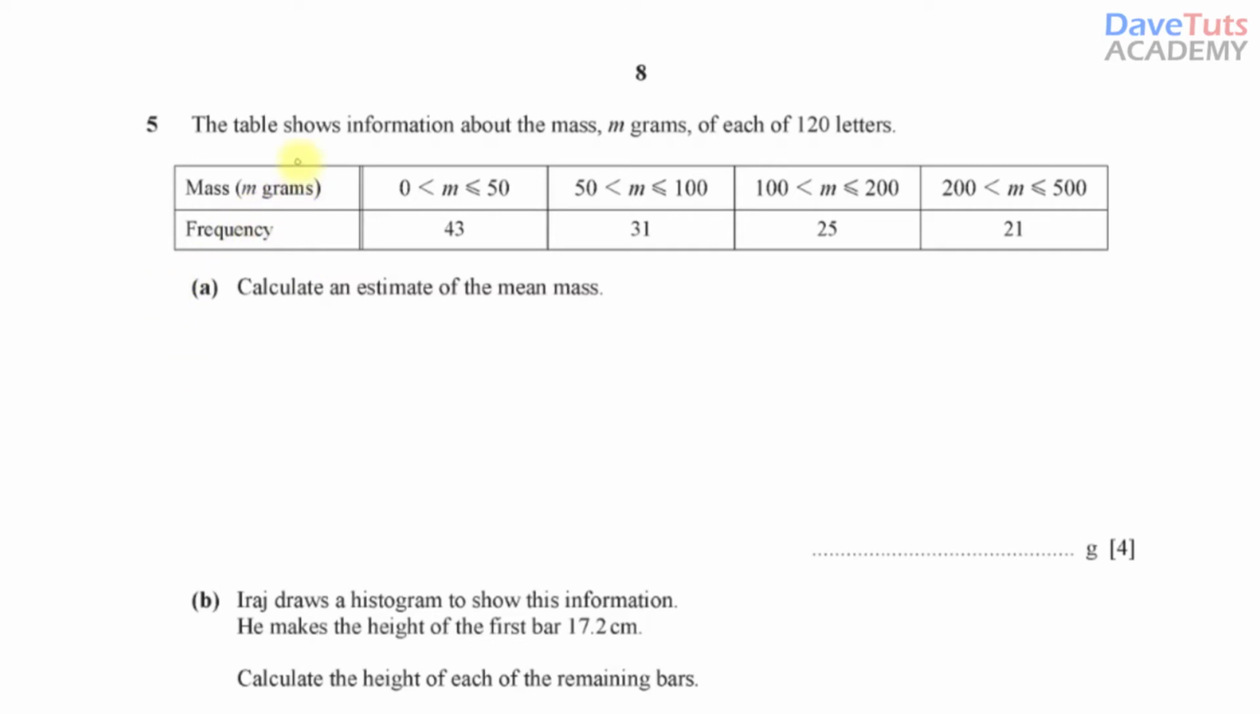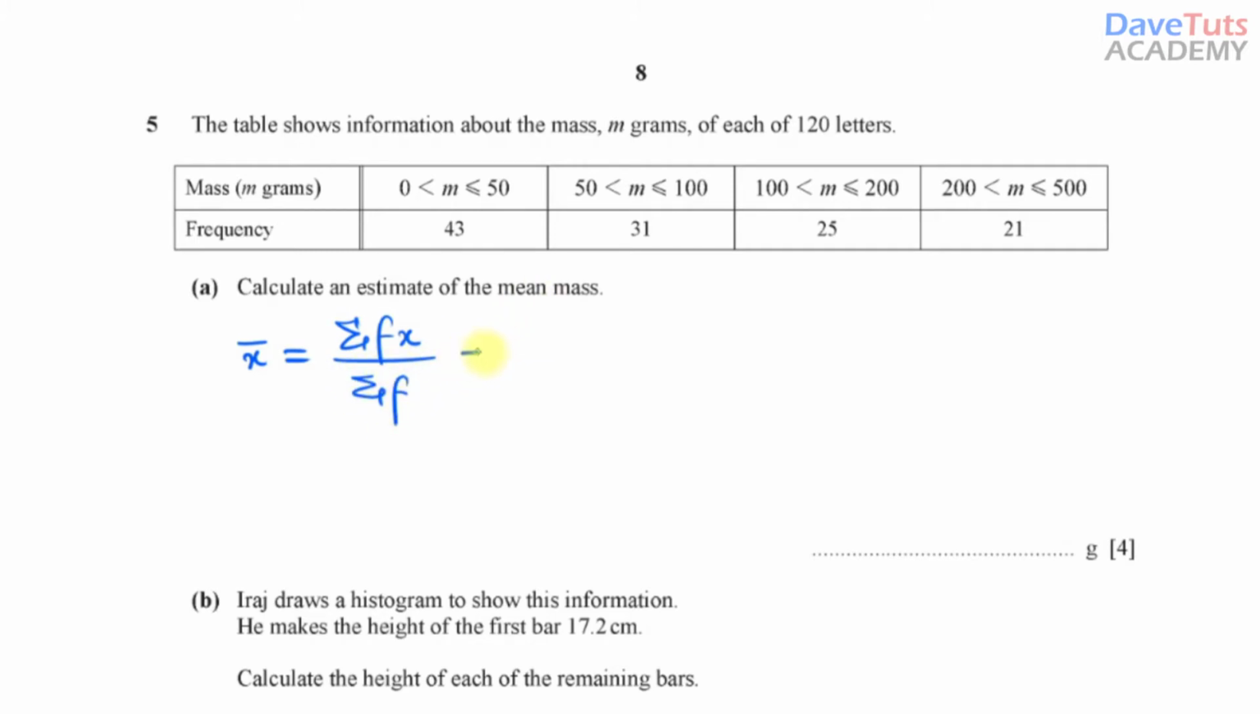Here in this question, we're told that the table shows information about the mass in grams of each of 120 letters. So we have this mass in grams, and the frequency, that's the number of times they're actually occurring. So first we have to calculate an estimate of the mean mass. Now to get an estimate of the mean mass, and I love that they're telling us that it's an estimate, you can see it is going to be giving us x bar is equal to sigma fx, which is the summation of the product of the frequency and the data entry, over sigma f, the total of the frequencies.